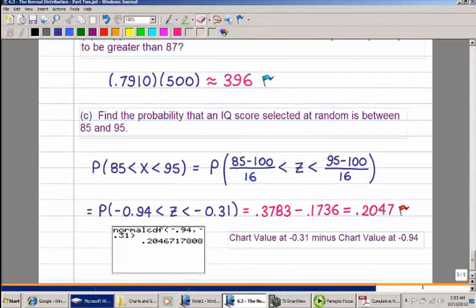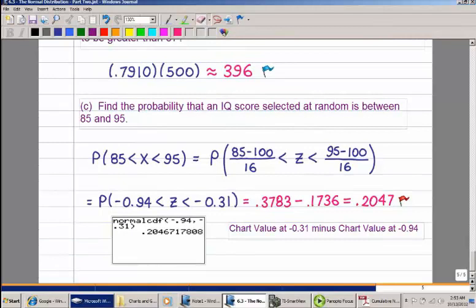And the next question, which is the last question. Find the probability that an IQ score selected at random is between 85 and 95. Okay, between, we've already seen before, real straightforward. 85 less than X, less than 95. 85 minus 100 divided by 16. 95 minus 100 divided by 16. Should calculate to negative 0.94 for the lower end, negative 0.31 on the upper end. So I look up, as I wrote down here below, chart value at negative 0.31 minus chart value at negative 0.94. Remember, you got to get larger minus smaller because the final answer for this has to be positive.